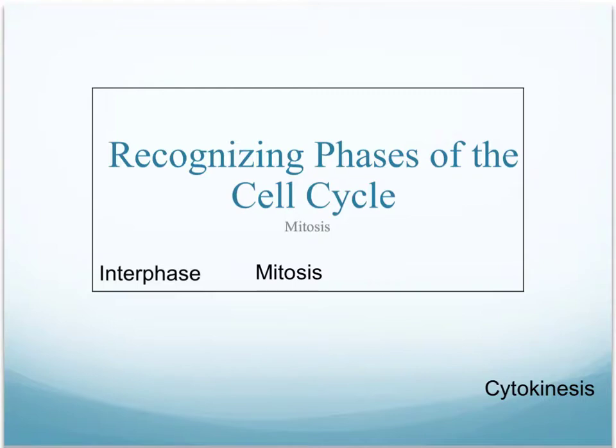The last stage of the cell cycle is called cytokinesis. Cytokinesis is when the cytoplasm is pinched in half and the end result is two daughter cells. Cytokinesis is really difficult to identify. Most times it's grouped in with telophase because it's simply a very late telophase when the cytoplasm is pinched in half.